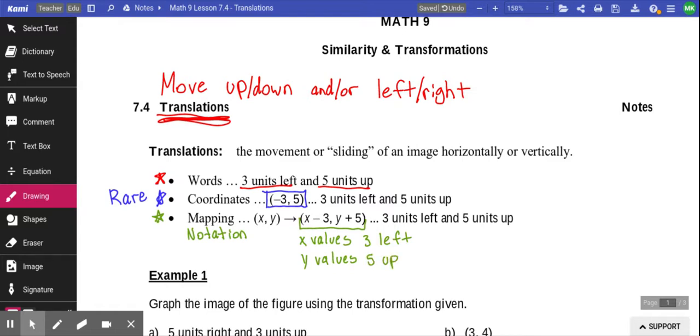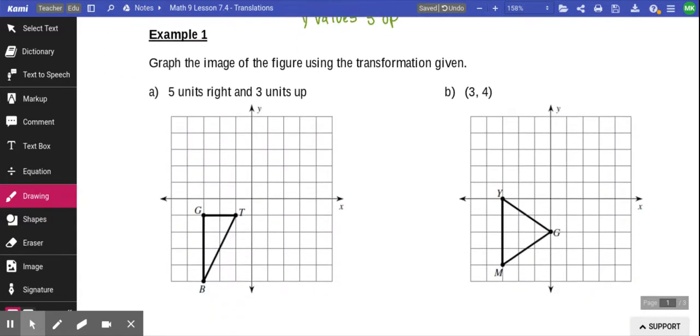We do see a little bit of that in Math 20, not a lot. We don't really see it in Math 10 at all. And then in Math 30, it comes back all of a sudden. So mapping notation will be kind of important to get you a base for grade 12 math. Okay, let's just jump into it.